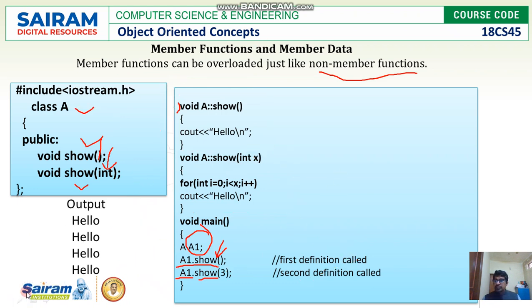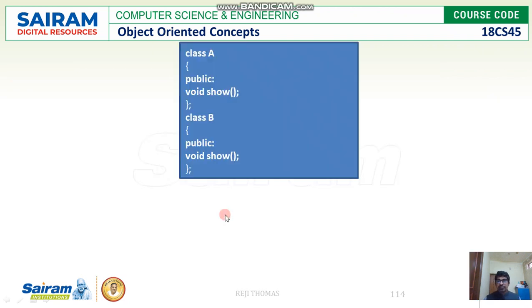So what is going to be the output? Let us see the output for this. If you take a1 dot show, this will be called, which is going to print hello one time. Second time a1 dot show, which is going to take the parameter as 3, so x is 3 now. We start from 0, less than 3, so that means 0, 1, 2. So hello will be printed another 3 times. So totally this program is going to print hello 3 times.